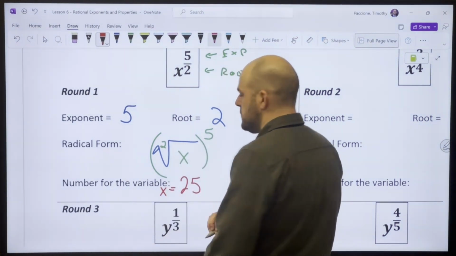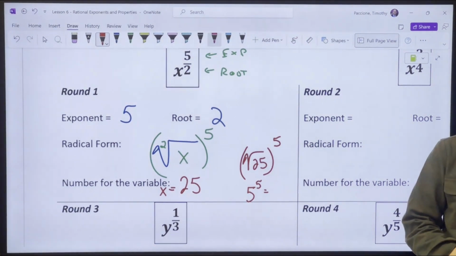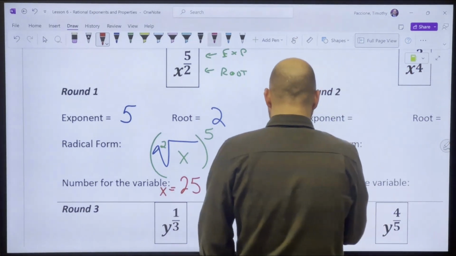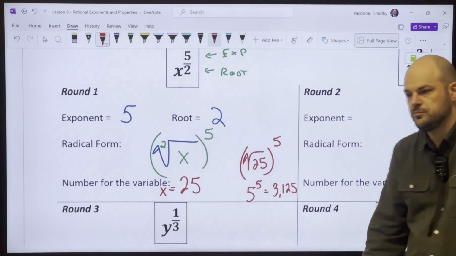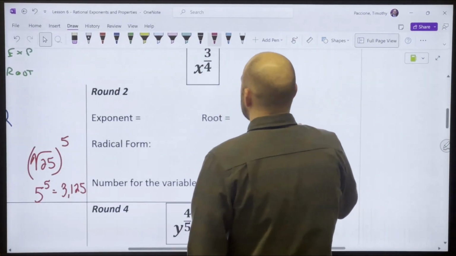Ooh, what's 5 to the 5th? I don't even think I have enough room here. 3,125. What is it? 3,125. Okay, I do have enough room. Okay, cool. All right. Does that make sense? All right. Next one.